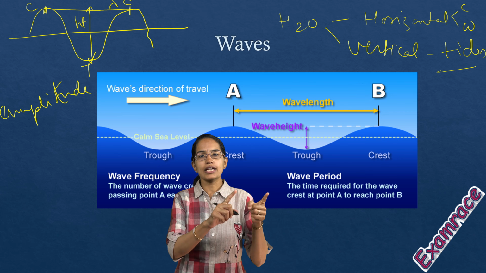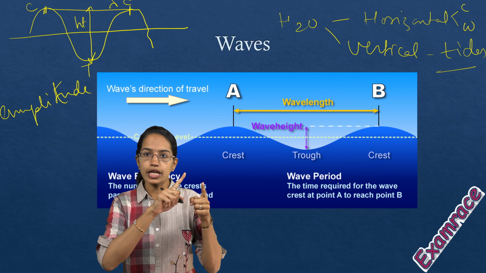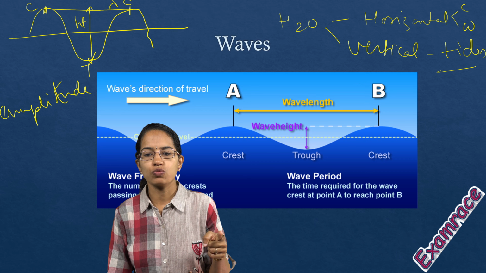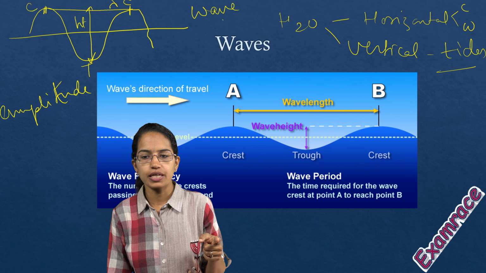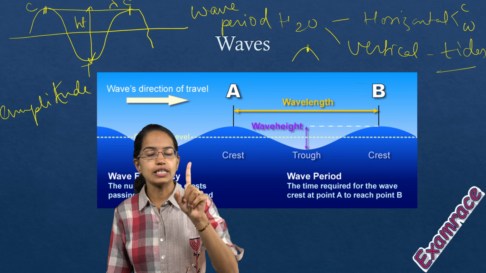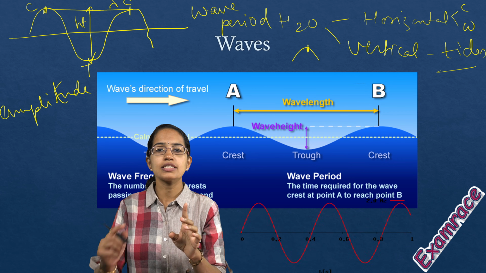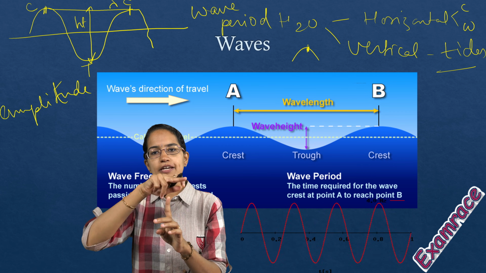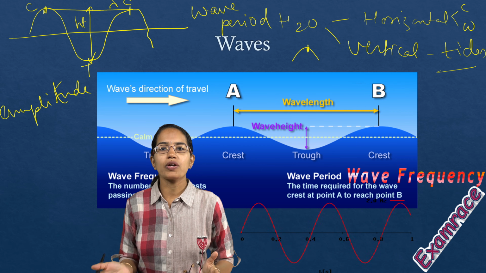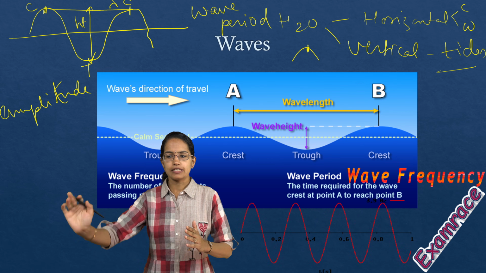The time taken to move from one crest to another crest is what is known as a wave period. And let's say on this crest itself, consider this as the crest. On this crest, in 1 second, how many waves can pass? And that is the wave frequency. So another important term is the wave frequency.